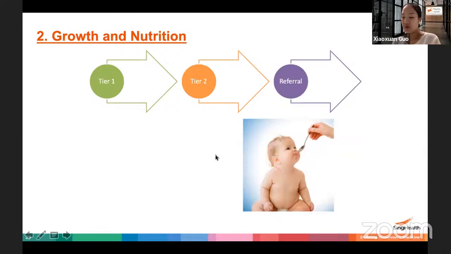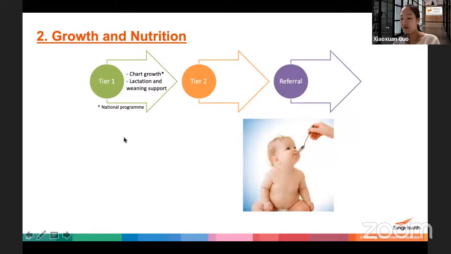Our second focus is on promoting healthy growth and nutrition and preventing childhood obesity. At Tier 1, the child's height, weight, and BMI are measured and charted at each standard well child visit. Here, lactation and weaning support is also provided at this level.